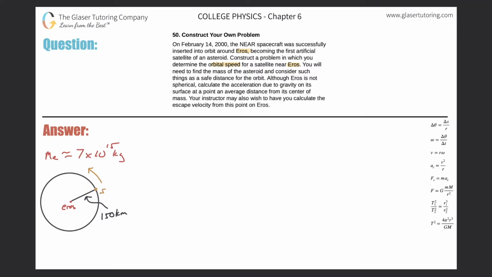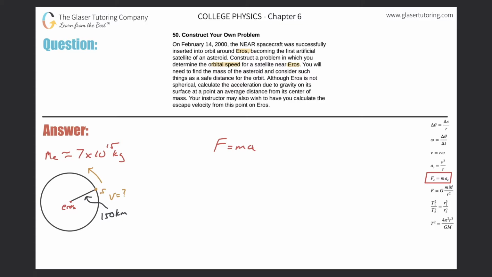The orbital speed, they're talking about the linear speed, aka the tangential speed. So that would be v. We are looking for v. Remember, we've done plenty of problems like this before. Let's first start with F equals ma. I'm going to look at this from the perspective of the satellite.